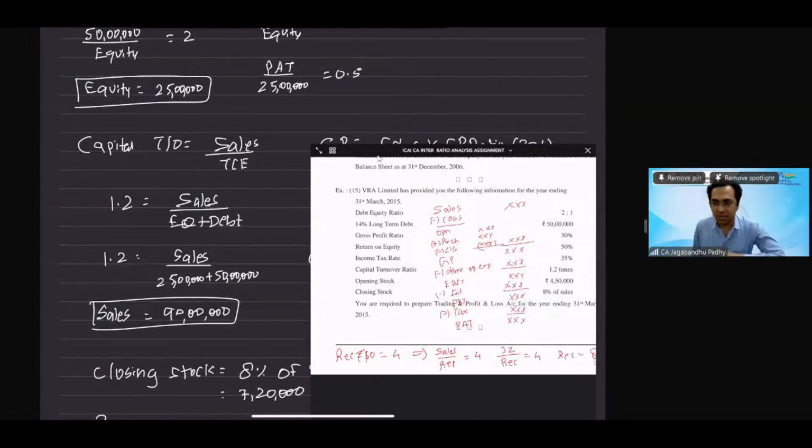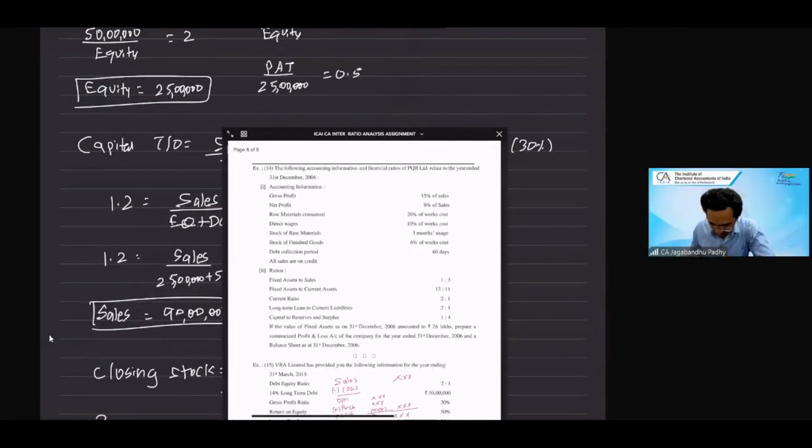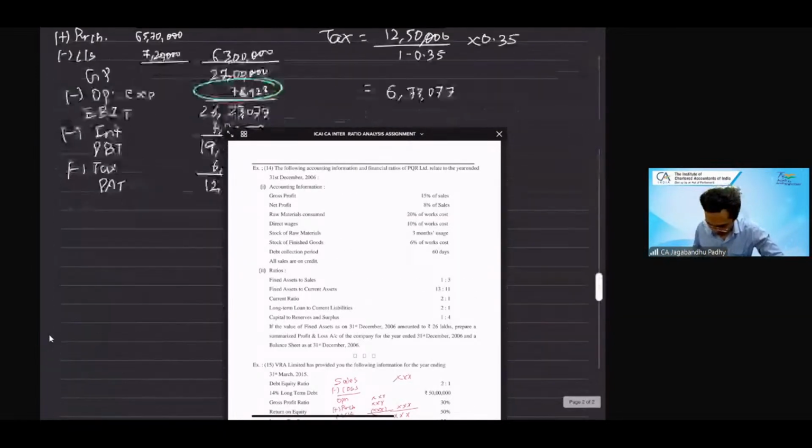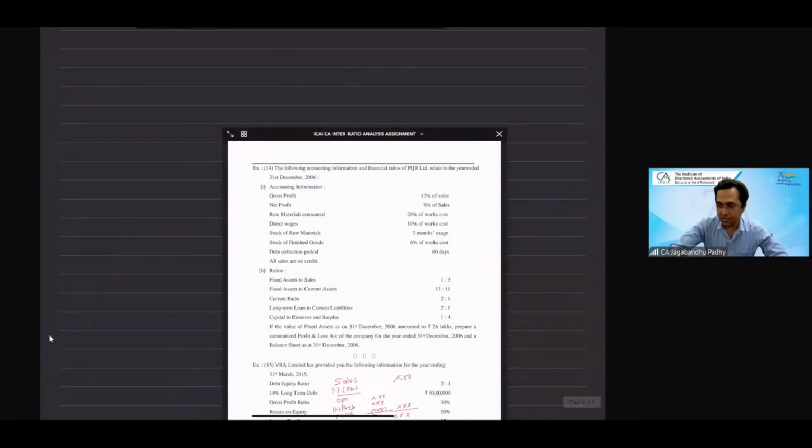Chalo, let's get started. So that's question number 15. Now let's go for the next question, which is question number 14, guys.